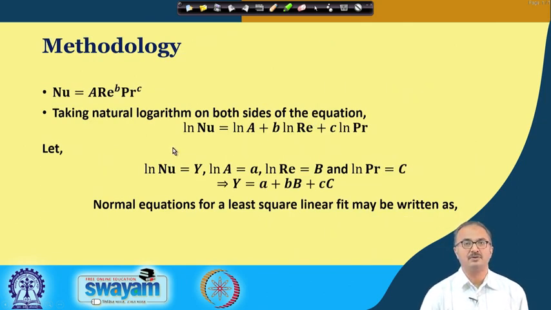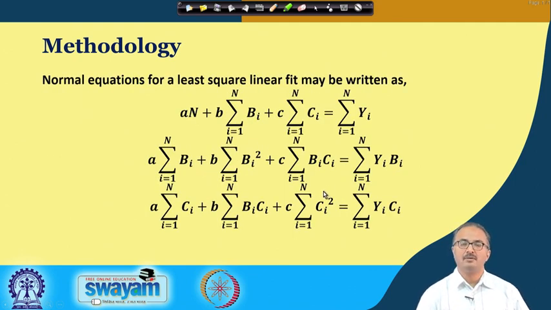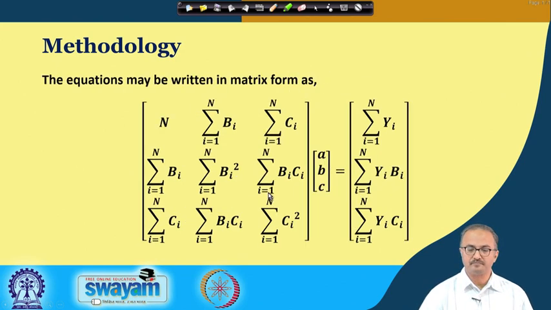As we saw earlier, whenever we have a power law kind of equation, we take the logarithm. So, here we take the logarithm, and after taking the logarithm we get this expression. Now, what we do? We replace log Nu by y, log capital A by small a, log Re by capital B and log Pr by capital C. So, here we have those expressions. Now, you can apply the least square fit. So, here you have all these expressions which you get by the least square fit, and then you can put these expressions in a matrix form.